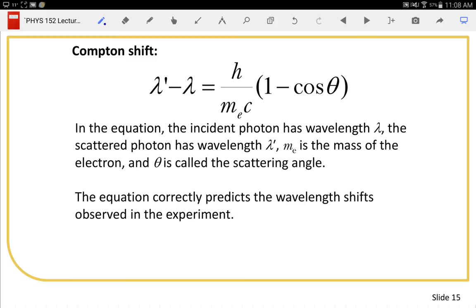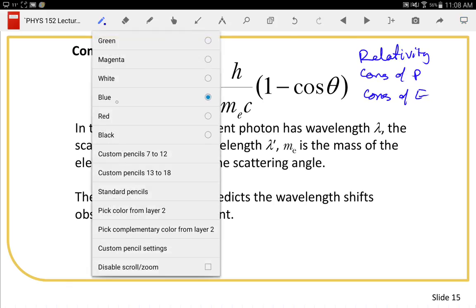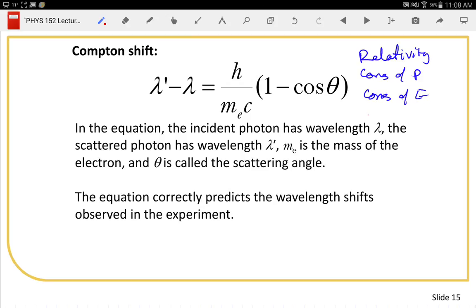So this is the result. Obviously, we didn't do the relativistic math to get to the result. But this is what relativity and conservation of momentum and conservation of energy says for the shift in wavelength if light is behaving as a particle.